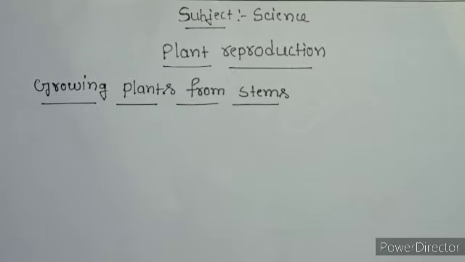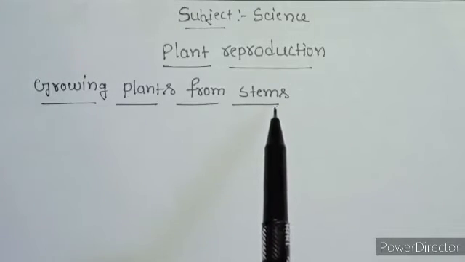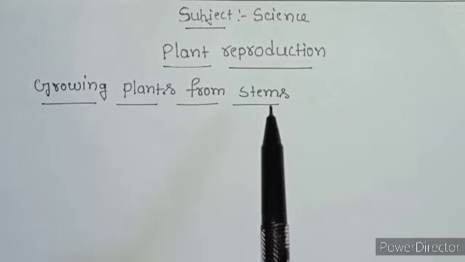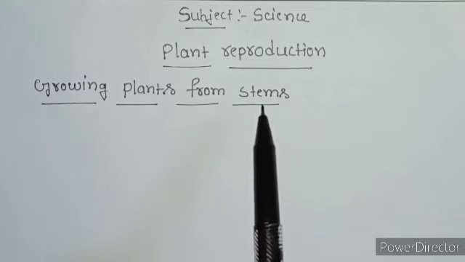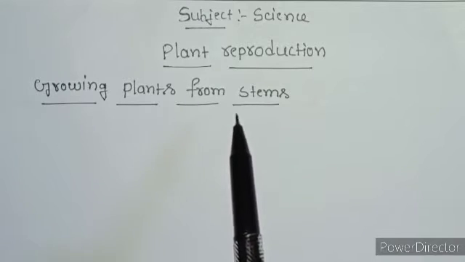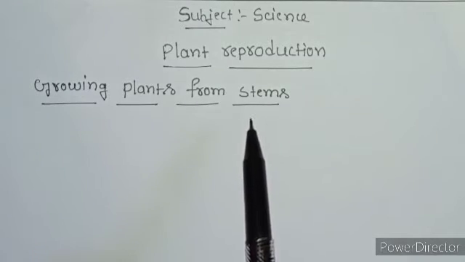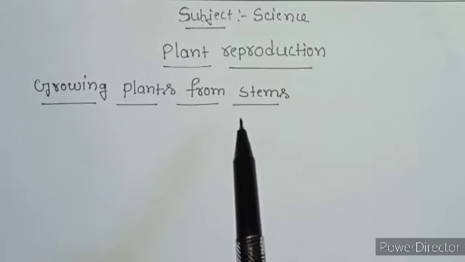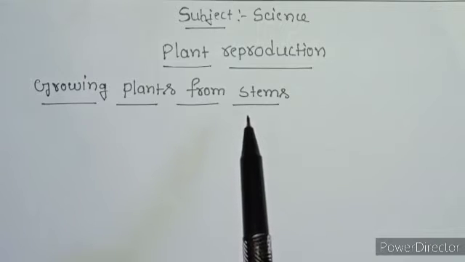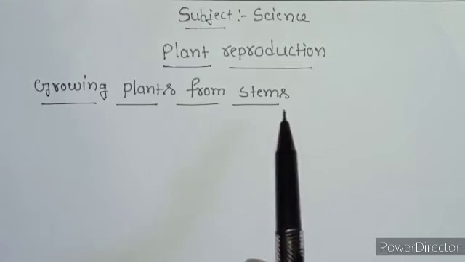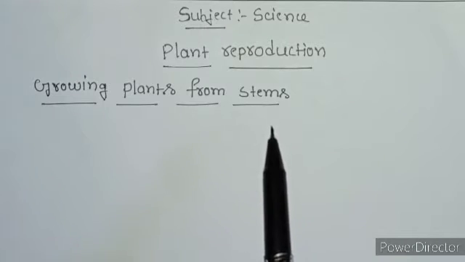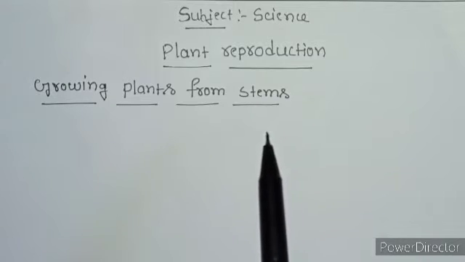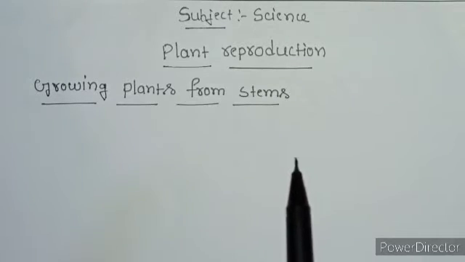We know stems. The stem is the shoot part of a plant, present above the ground level. It holds the plant upright, and it carries water and minerals from the roots and takes food from the leaves to all parts of the plant. These are the functions of the stem. From the stem also we can grow plants. Now let us learn how.